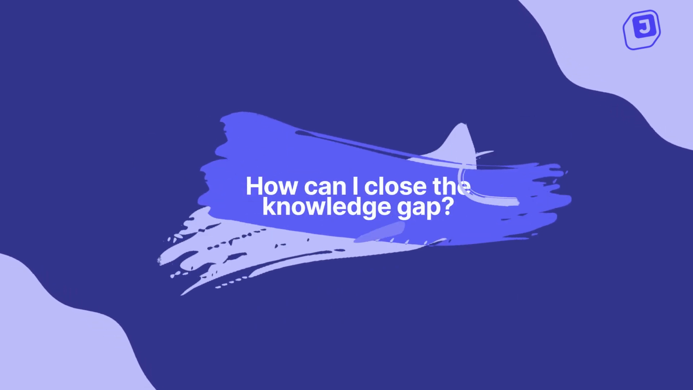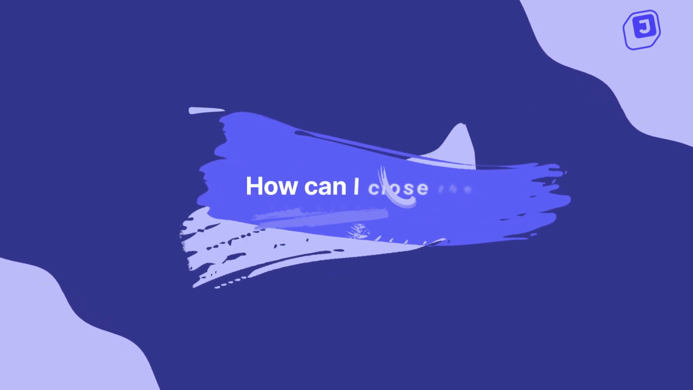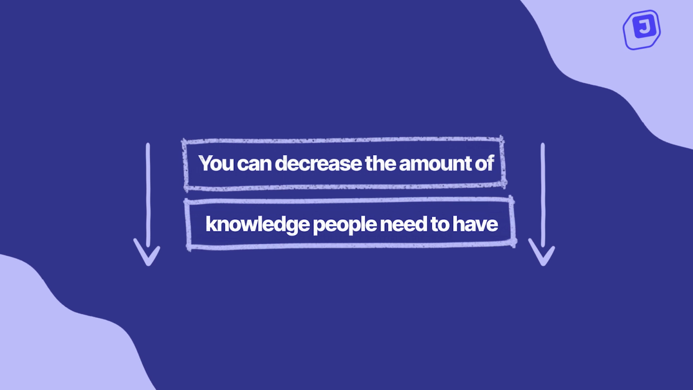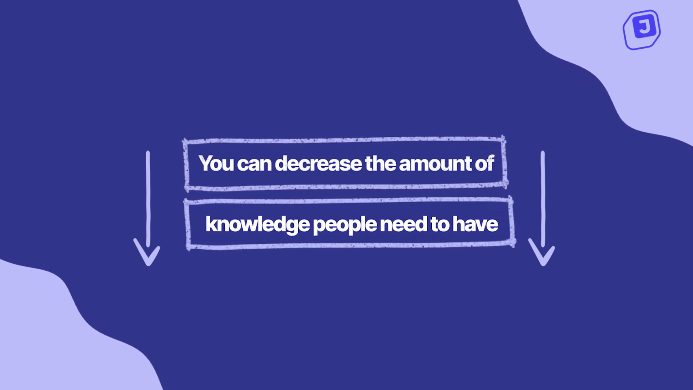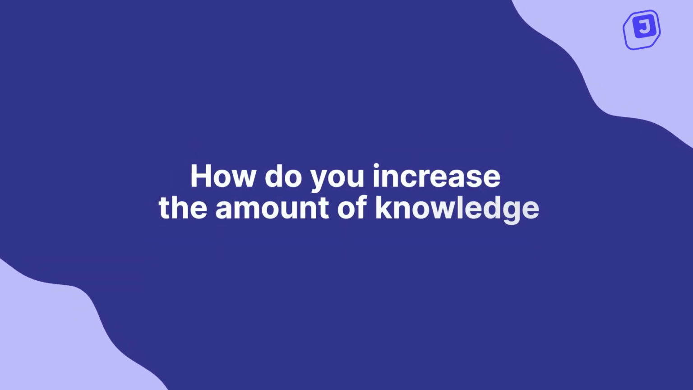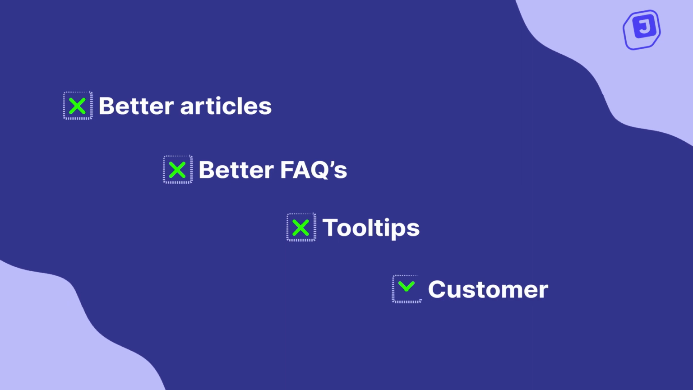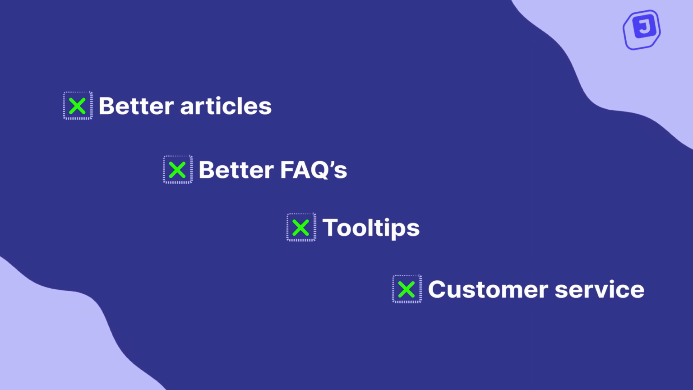Let's jump into how you can close the knowledge gap. There are a couple of ways to do it. Basically, you can either increase the amount of knowledge that people have, or you can decrease the amount of knowledge that people need to have to use your product or services. So how do you increase the amount of knowledge? Well, you can have better articles, a better FAQ, you may have tooltips, or you may have customer success who is available whenever there is a question.